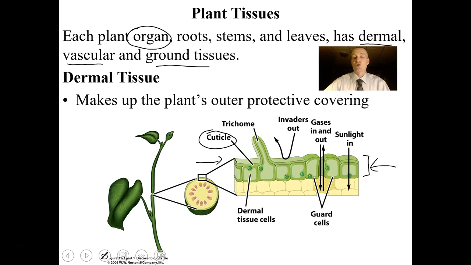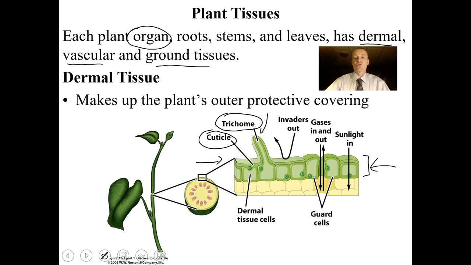Sometimes plants will have trichomes. These are little hair-like extensions that come out of the cells. Sometimes these trichomes are very irritating. If you've ever walked in the woods and walked into a patch of stinging nettle, they have trichomes that actually inject serotonin into you, which is a very irritating chemical. Some people it causes a rash, other people it just causes pain and itching.